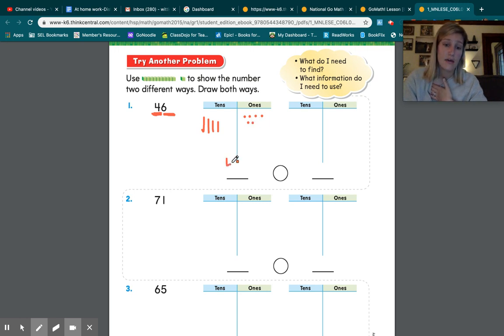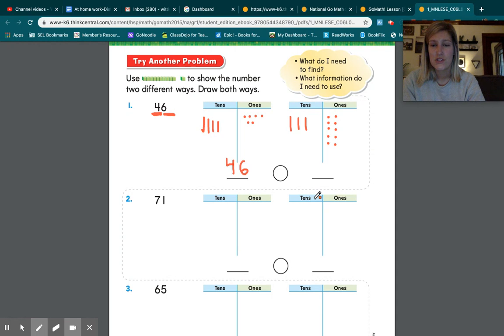For the second way, I want you guys to trade 1 10 for 10 ones, okay? Now remember what that looks like. We're going to get rid of one of these 10 blocks over here, okay? So we're only going to have 3 10s over here. And what does that give us? 10, 20, 30. But we need to get to 46. So if we trade 1 10 block for 10 ones, before we even write the rest of the ones, we got to put 10 ones on this side, okay? 1, 2, 3, 4, 5, 6, 7, 8, 9, 10.